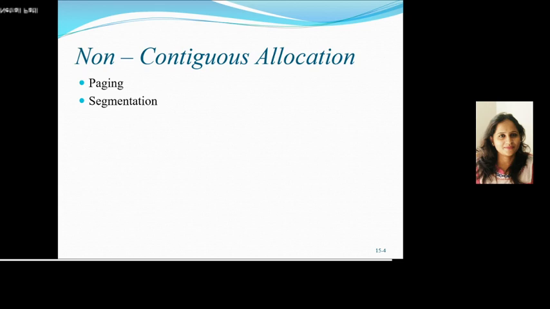Next one is non-contiguous allocation. For this, various methods are used. First one is paging. In paging, the chunks of memory are of the same size. The logical or virtual address space of a program is divided into equal size pages, and physical main memory is divided into equal size page frames. Then the size of a page is the same as that of a page frame, so that a page can exactly fit into a page frame.